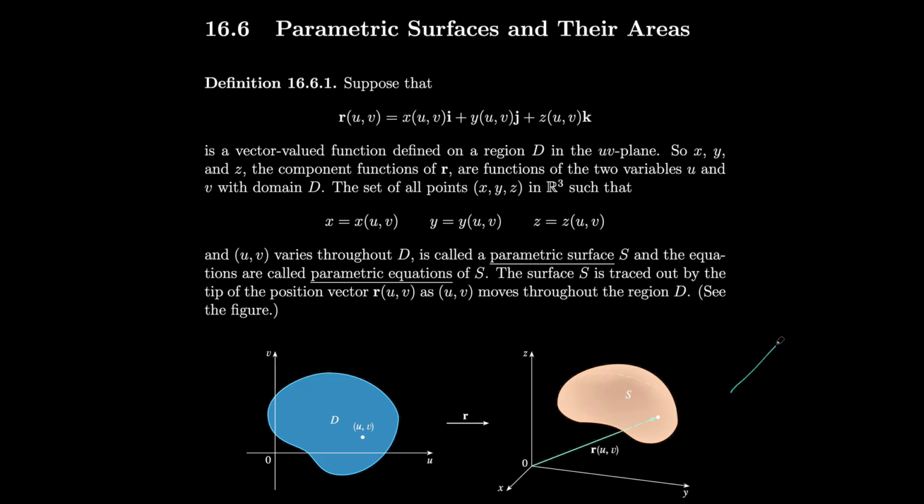Our vector would point to a point on the curve, and then it would point to another point, and another point, and it would trace out the entire curve. Well, pretty much the same thing here. We point to a point on our surface, then to another point, and another, until we point to every single possible point on the surface.